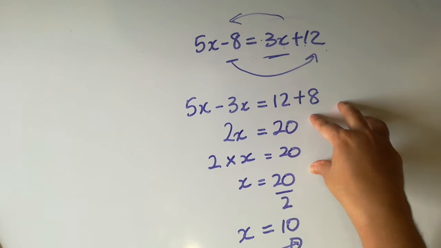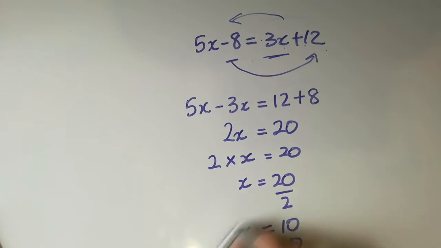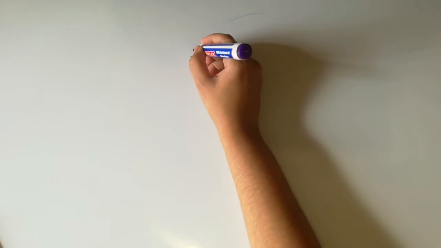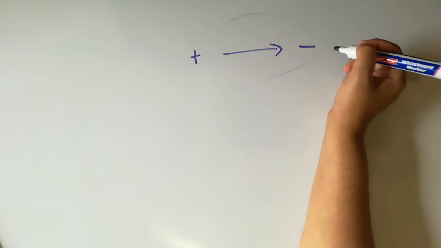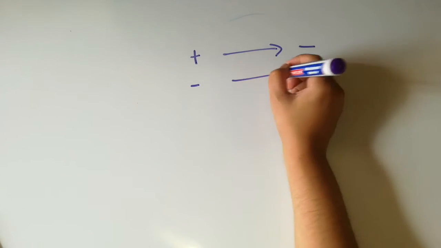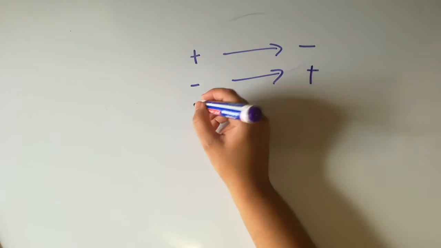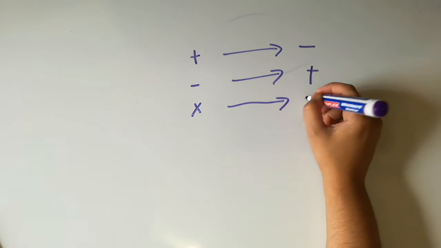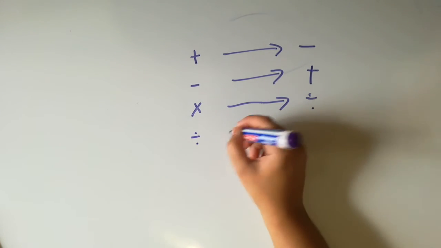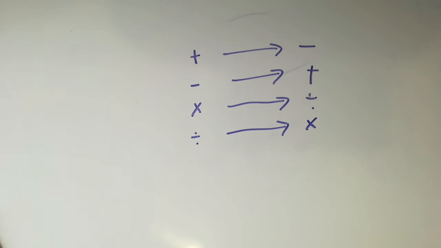The most important thing to remember when you're doing equations is that when you move something over the equal to sign, you've got to do the opposite of what you're doing on this side. So if I'm adding, then I need to subtract. If I'm subtracting, I need to add. If I'm multiplying, I now need to divide. And if I'm dividing, I need to multiply.